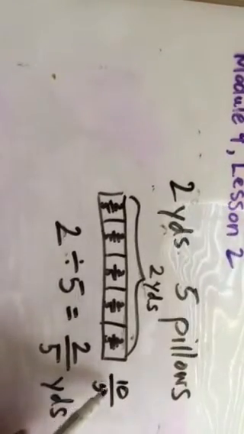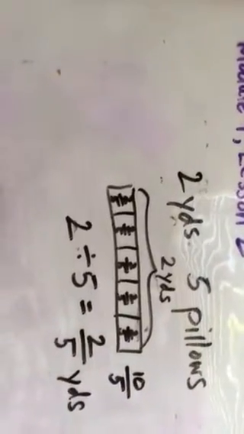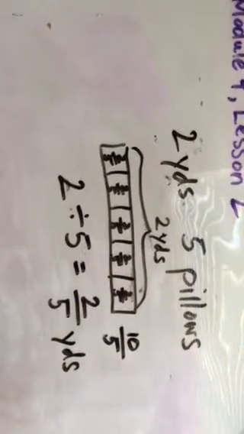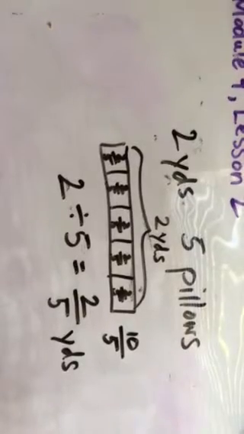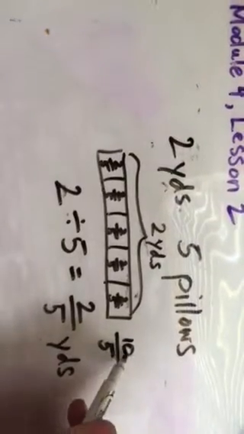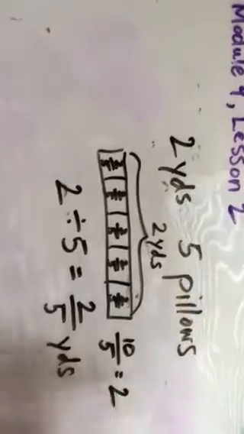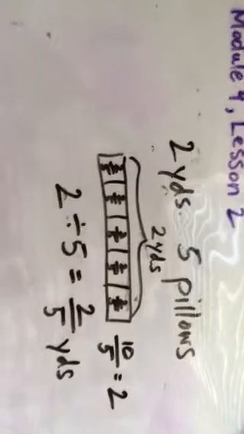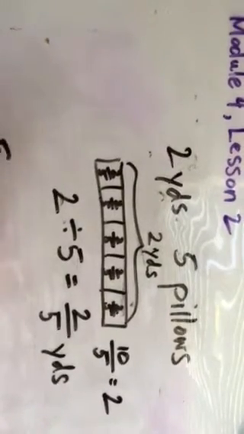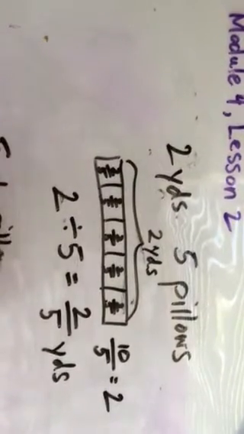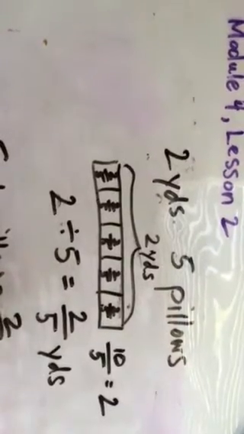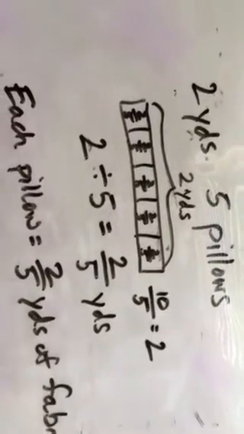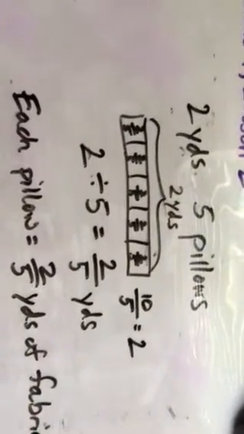10 fifths. 10 fifths, we know, can be turned into, well, not a mixed number, but in this case, a whole number. Because 10 fifths is just 10 divided by 5 equals 2. 2 yards, 2. It all adds up. It checks out. Each pillow equals 2/5 yards of fabric. I went a little fast on that, so let's try another one.